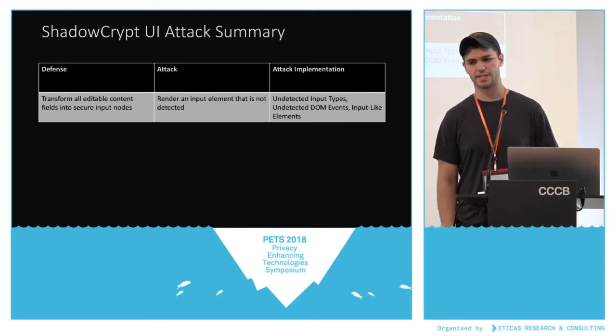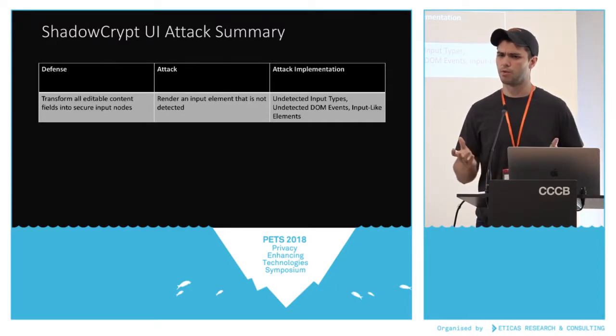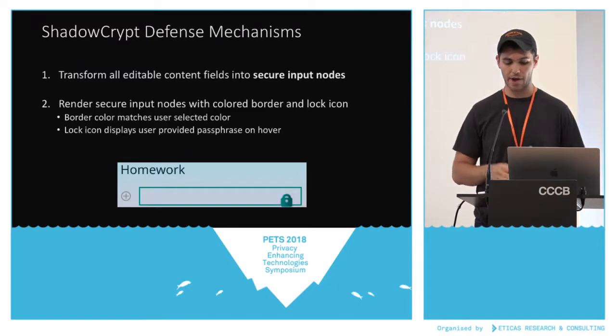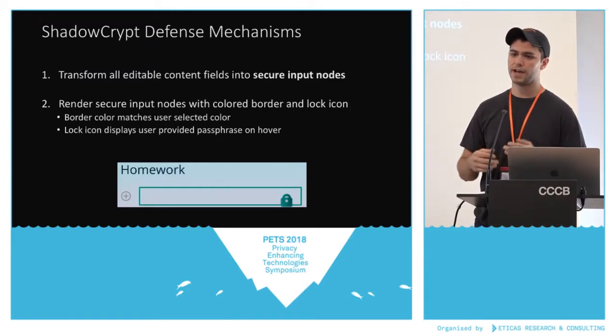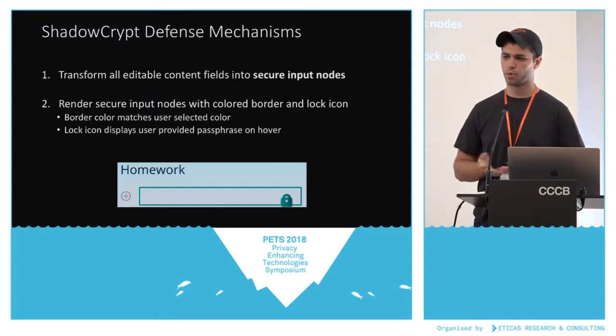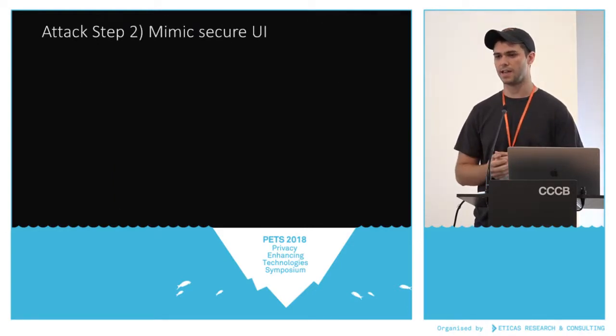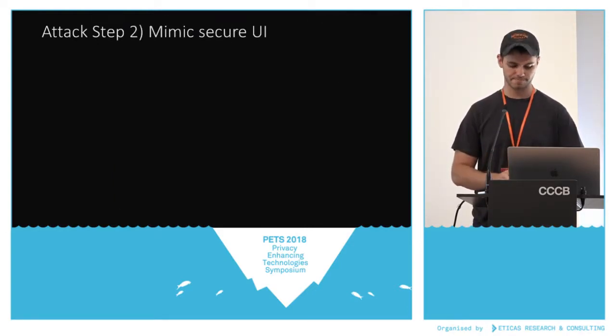So all we've done so far is get an insecure input node onto the page, but that's really not great because the user would pretty quickly realize, like, oh, why doesn't this look the way I would expect it to look? Because ShadowCrypt provides this nice UI, and they have this nice lock, and they have this nice border with a color, so I as a user know there's nothing fishy going on. And so I as an attacker naturally need to mimic that secure UI, so the user thinks it's working.